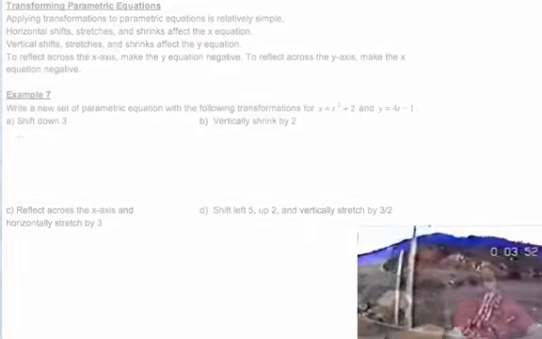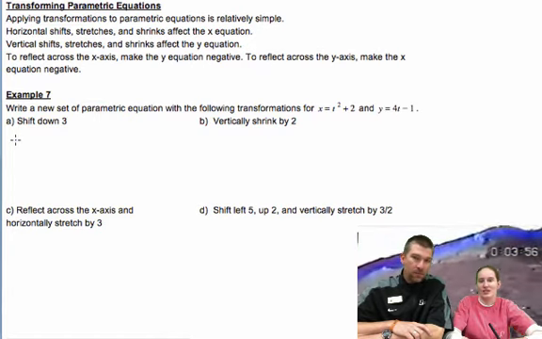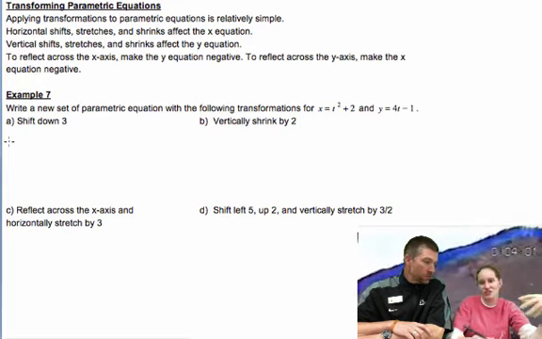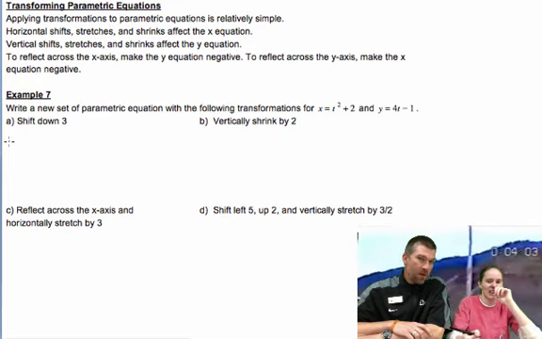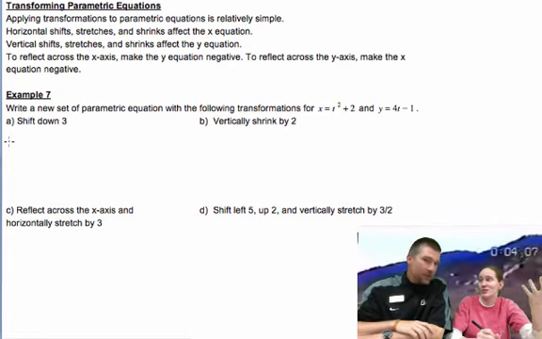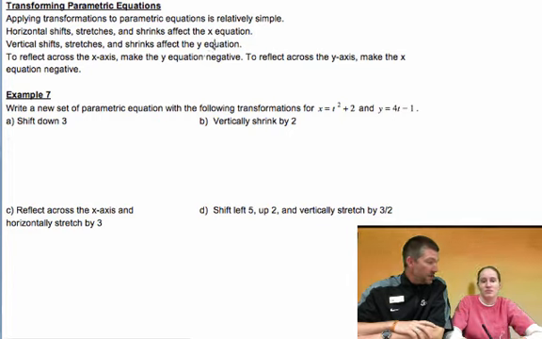Okay, with this section, we're going to transform a parametric equation, like what we did with regular equations where we did vertical stretches and shifting and reflecting. Now we're going to ask, how does that work with parametric equations? And I think it's actually relatively simple, in some ways simpler than with normal ones, because you just do whatever's at the end of the thing.